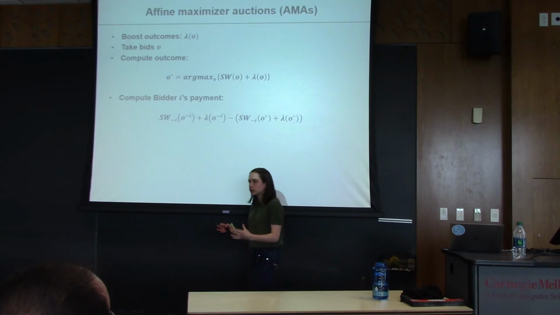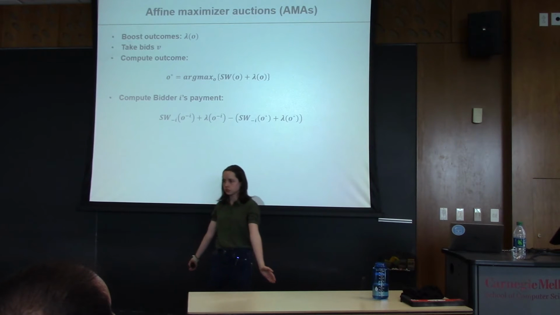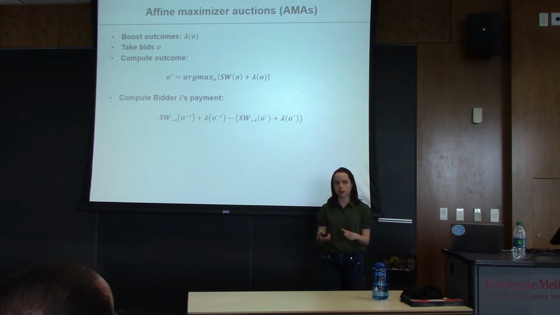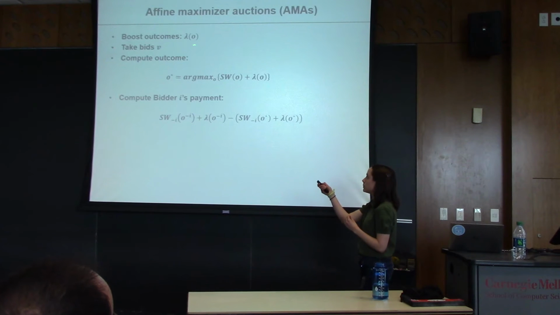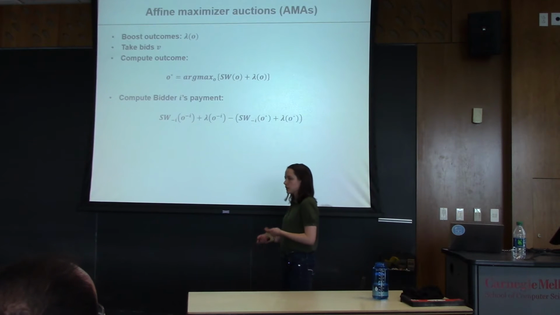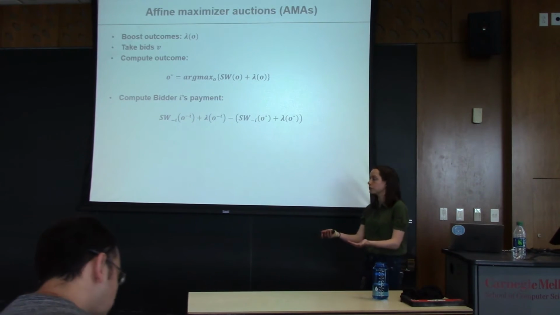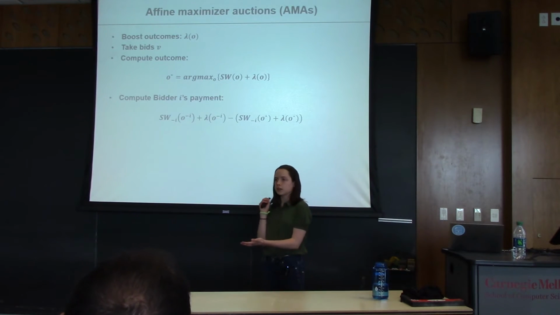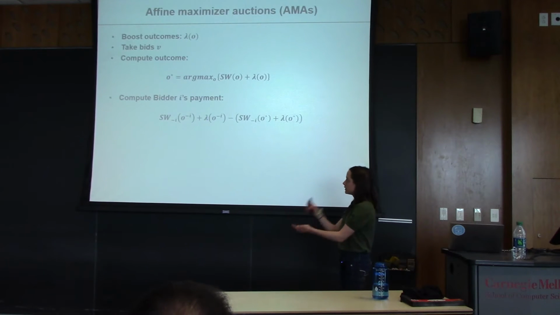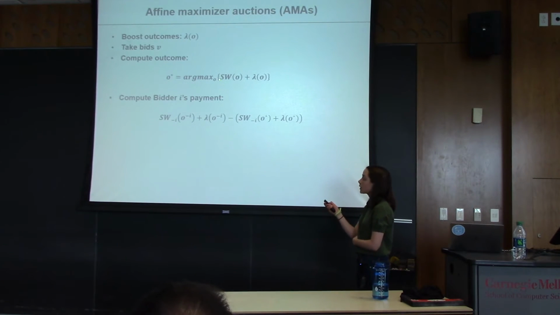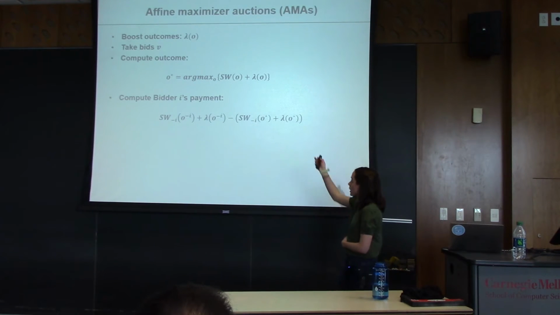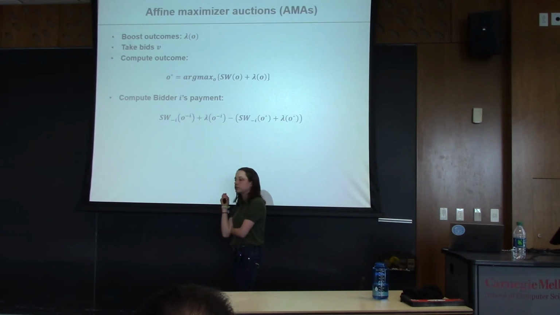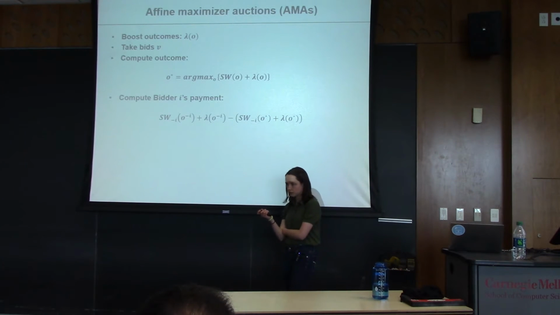The auctioneer, the mechanism designer, has samples from the distribution. And from those samples, he is going to figure out how to boost these outcomes. He's going to learn how to boost these outcomes. He's going to write an algorithm based on these samples to boost these outcomes. Then he's going to take a bid. These bids look like the samples he just optimized over. He's going to take a bid, and then from that bid, he's going to compute the social welfare of every outcome, including the boost, in order to figure out what the outcome of this auction should be.